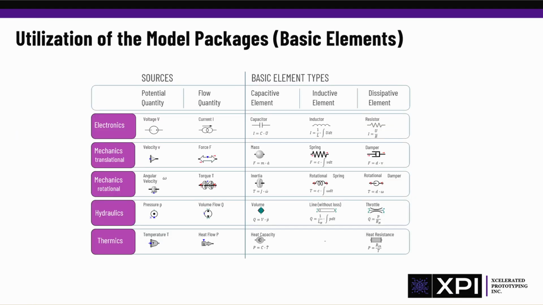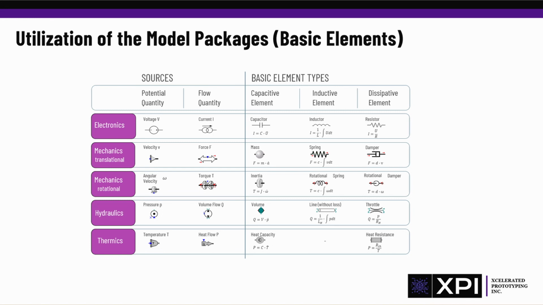Here's an overview of those different potential and flow quantities for some of the physics domains in SimulationX. We can see, for instance, in electronics, the potential quantity is voltage and the flow quantity is current. In mechanics, if we're using translational mechanics, the potential quantity is the velocity in the connection, and the flow quantity will be the force over the element.